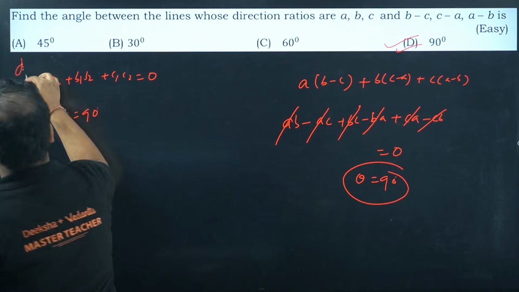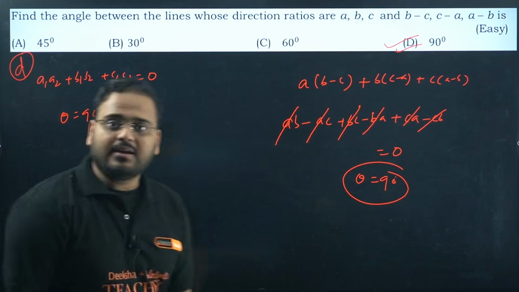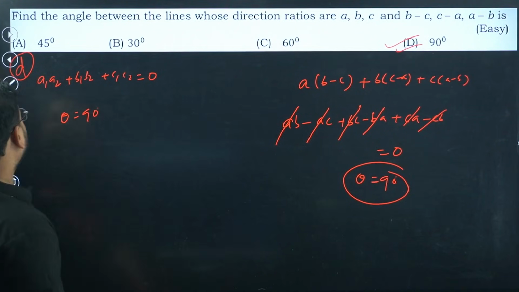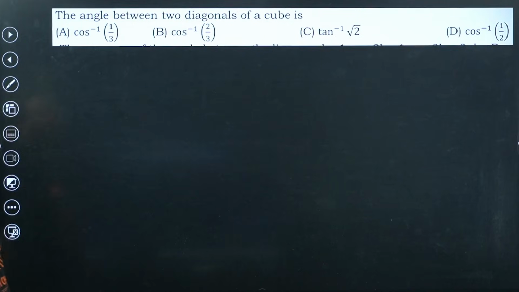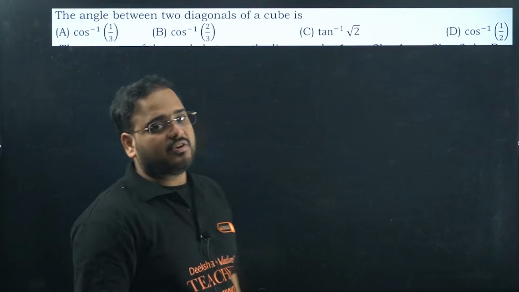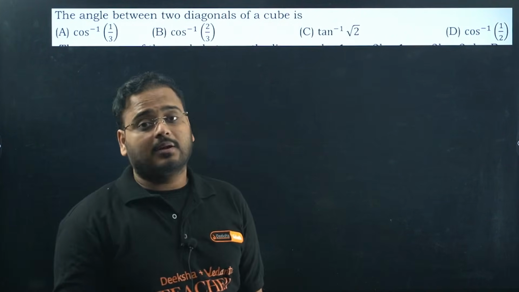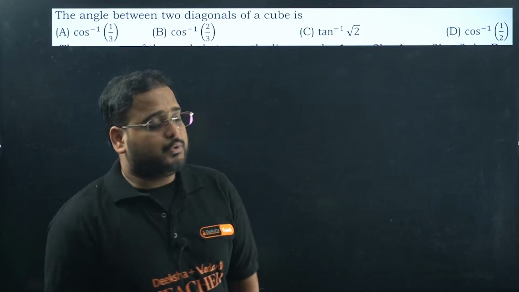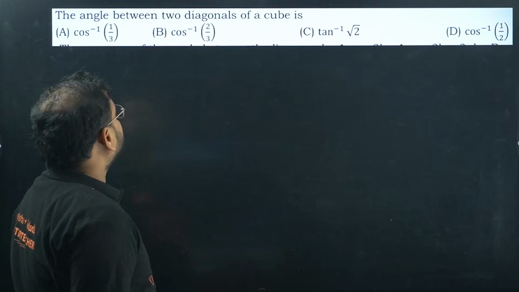Option D, a very easy question. Alright. Next, the angle between the two diagonals of a cube. This is the last of the MCQs, okay? So, we'll check the angle between the two diagonals of a cube.